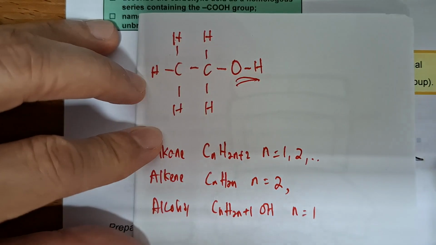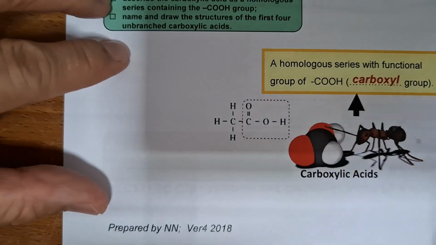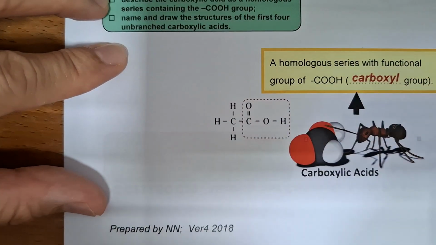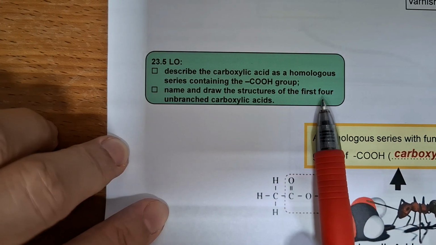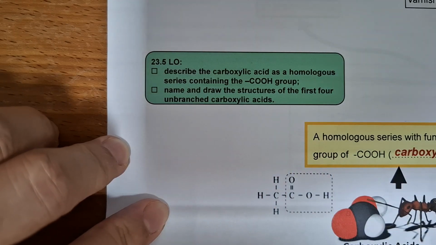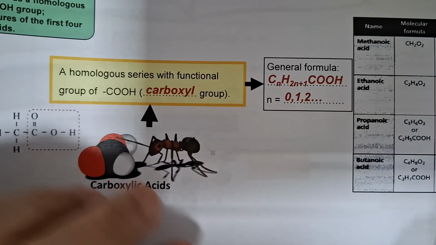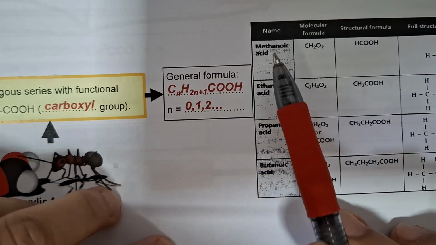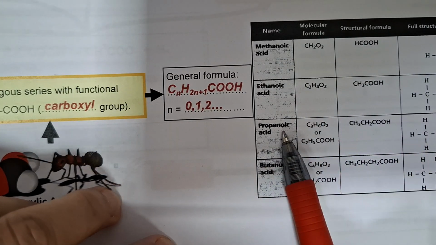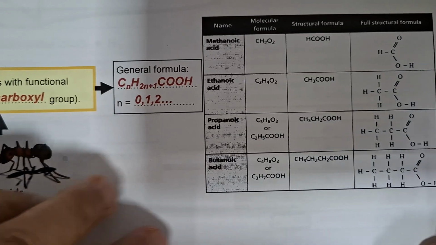For carboxylic acid homologous series, there is a C double bond O here. Okay, so similarly, we need to know the first four carboxylic acid compounds. So these are methanoic acid, ethanoic acid, propanoic acid, and butanoic acid.